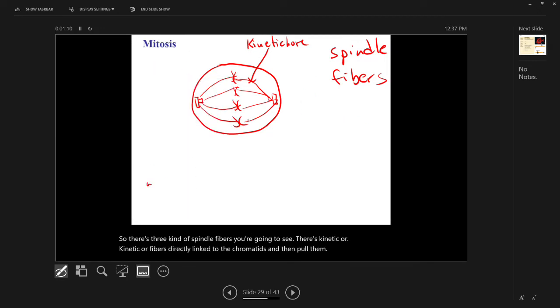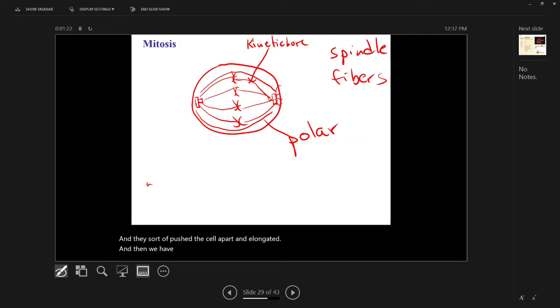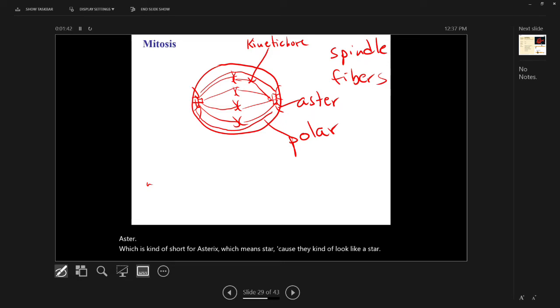All right, so then we also have polar fibers that go all the way across. And they sort of push the cell apart and elongate it. And then we have these aster fibers that kind of anchor the centrosome over here, along with the centrioles, to the membrane. So those are called aster, which is kind of short for asterisk, which means star, because they kind of look like a star. All right, so that's another application of microtubules. Sorry, I didn't have a slide ready for that, but yeah, whip one out.